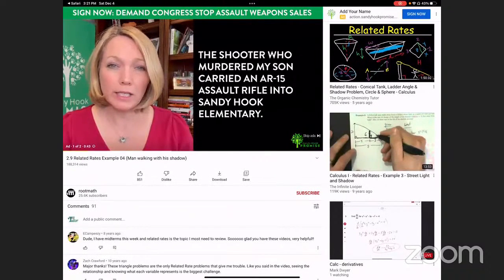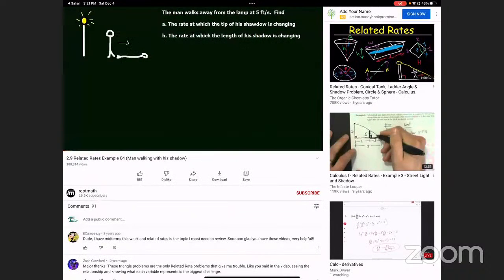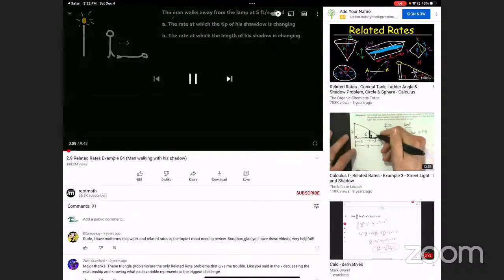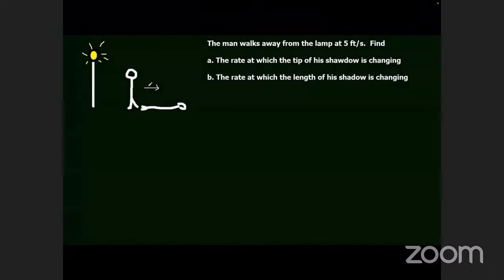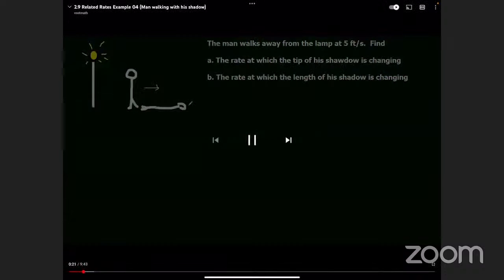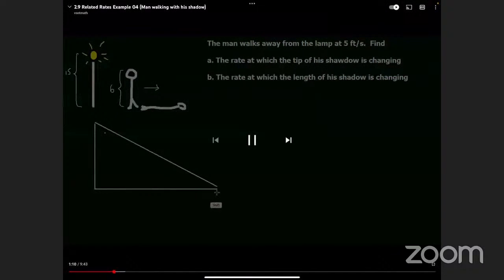I know this is hard to hear, but in this problem, we have a man standing near a lamppost. Yeah, so this is like the other one. And it's shining down on him, creating a shadow. Right. And the man walks away from the lamp at 5 feet per second, so he's moving in the direction of the arrow. And we're asked to find the rate at which the tip of his shadow is changing. So the rate is on it as a triangle.